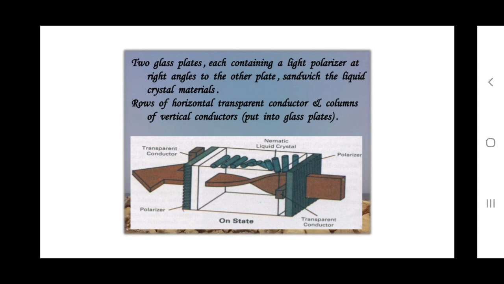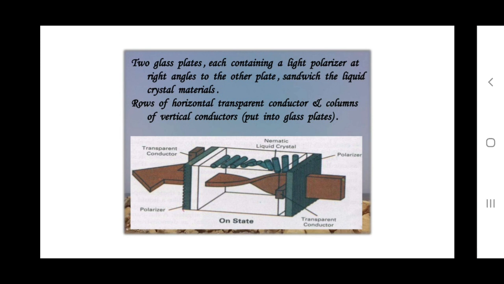Here we have a polarizer on state. Next, here you have the nematic liquid crystal. Here again a polarizer and a transparent conductor. So we have two transparent conductors and two polarizers which are placed perpendicular to one another.